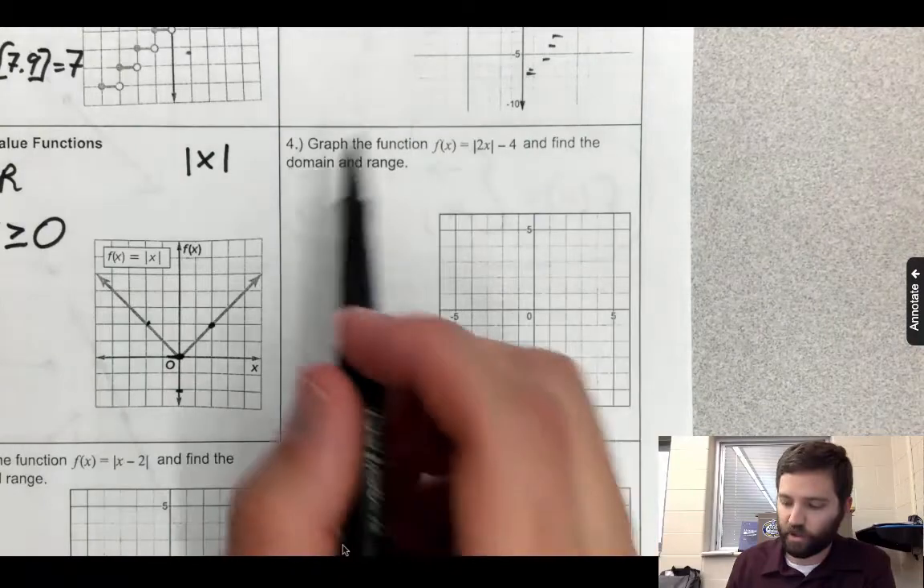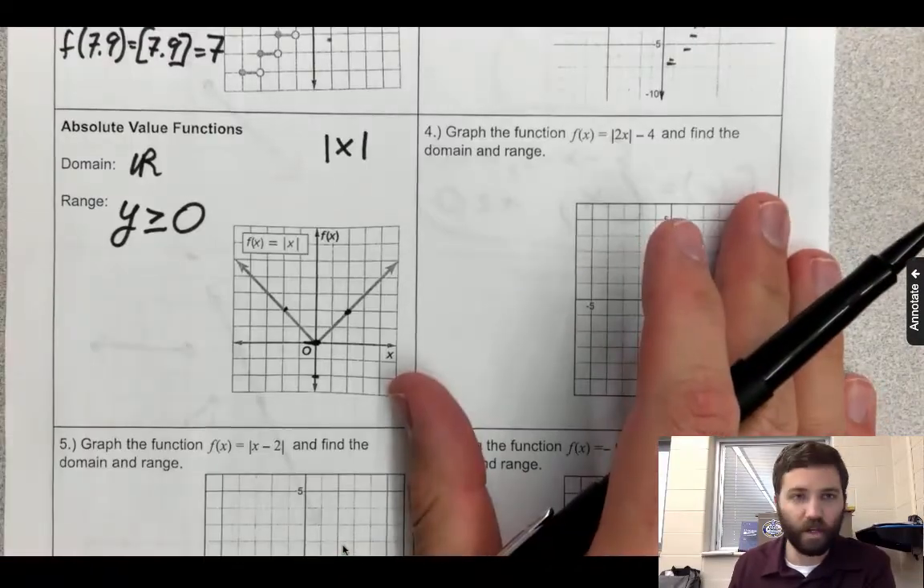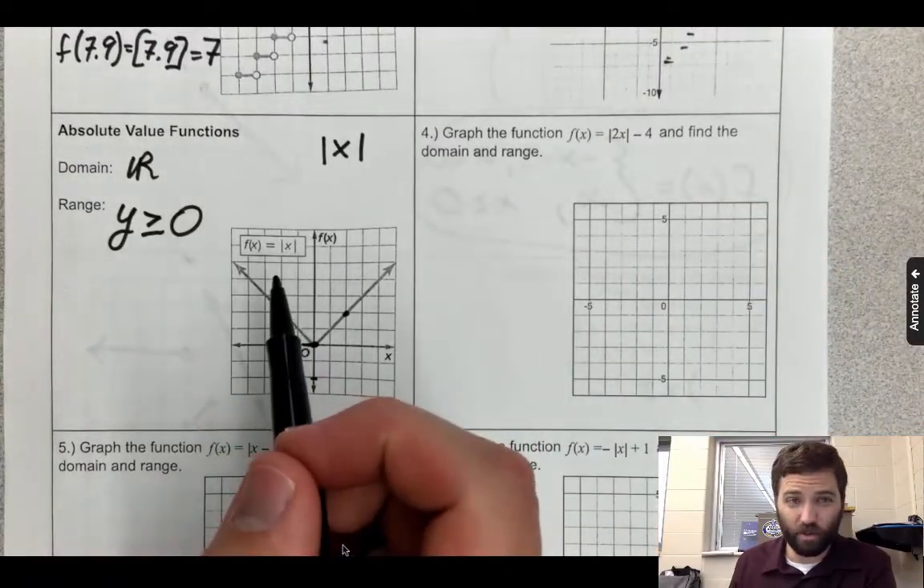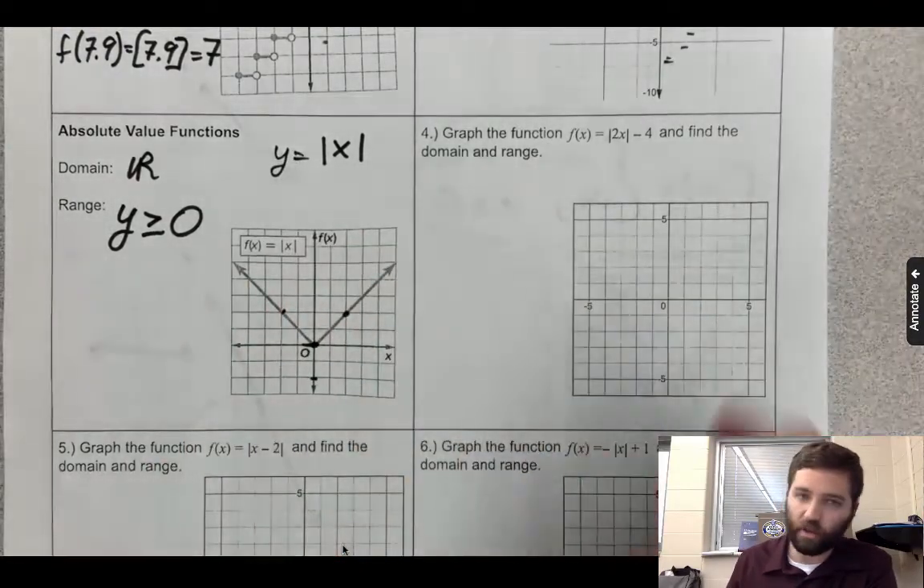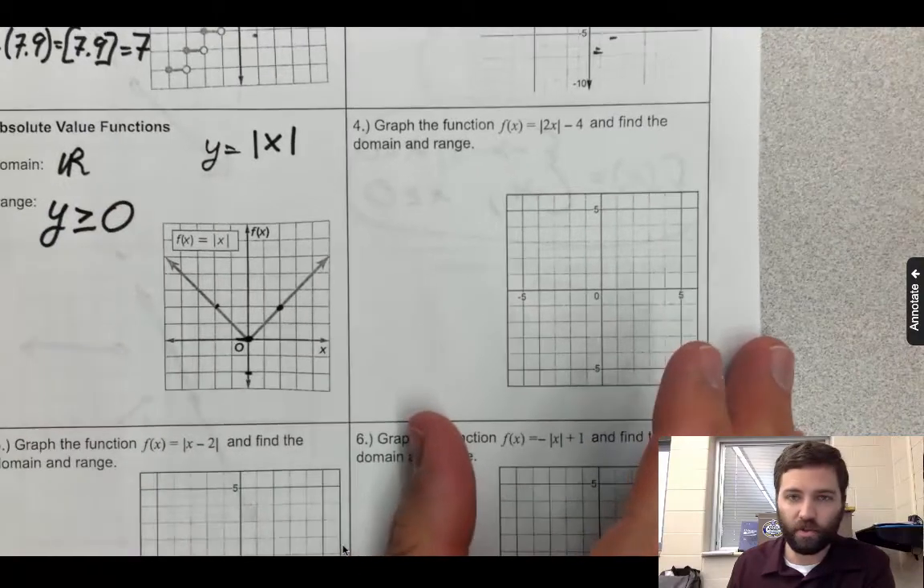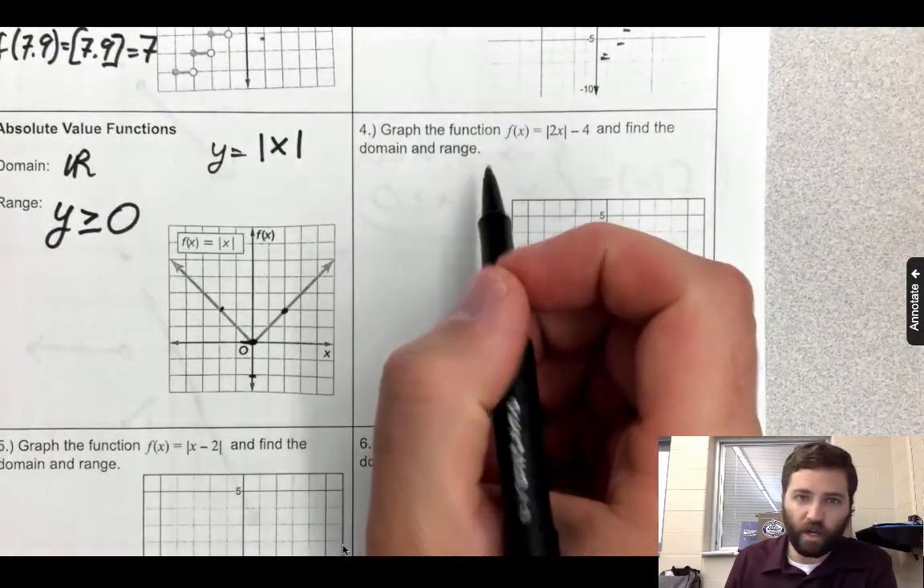So that's the absolute value function. That's called the parent function, by the way. A parent function is the simplest version of the function. So this is the parent absolute value function. But like any function, we can do stuff to it, and we can move it around if we want to.